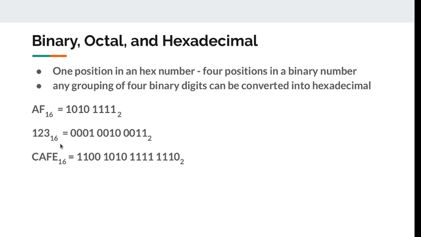So 1, 2, 3 is the same in hexadecimal. We group 4 bits, this 4 bits is 1, this 4 bits is 2, and this 4 bits is 3. So CAFE. This is the binary for C, that's actually 12. This is the binary for A that we saw before, so it's 10. And this is the binary for F, that's 15, 8 plus 4 plus 2 plus 1. And this is the binary for E, that is 8 plus 4 plus 2, 14, sorry.